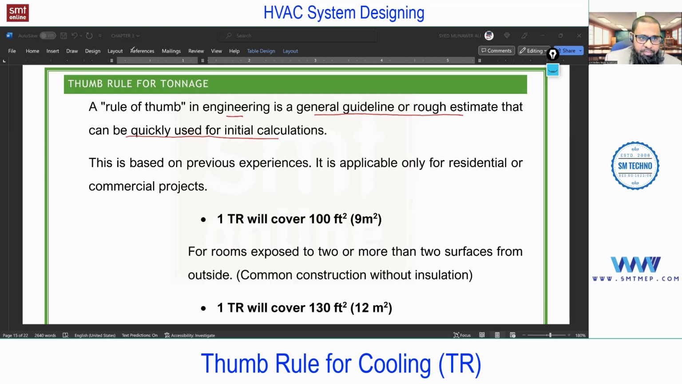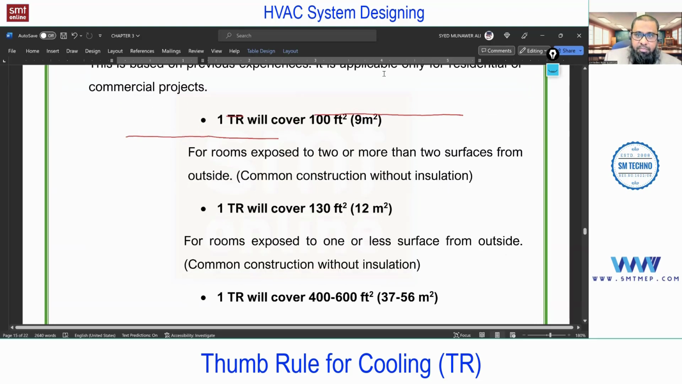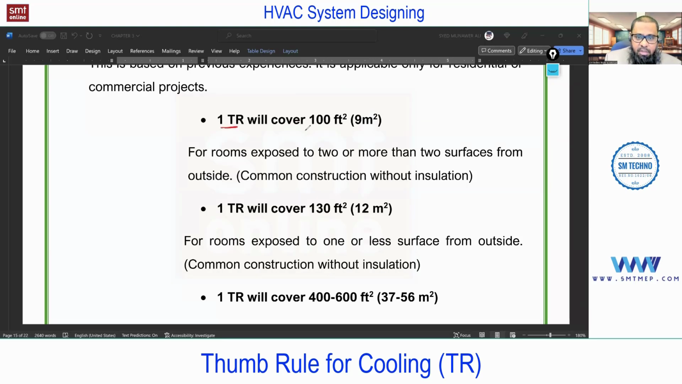So based on the thumb rule, we have these values, and they can be asked in an interview. You need to memorize this. You see, 1 ton, you know what a ton is, TR, will cover 100 square feet. Square feet of what? Area. And I'm considering 3 meter as the standard height of the space. 3 meter, 10 feet. Okay. So 1 ton will cover 100 square feet. And this is outdated, based on the old school.